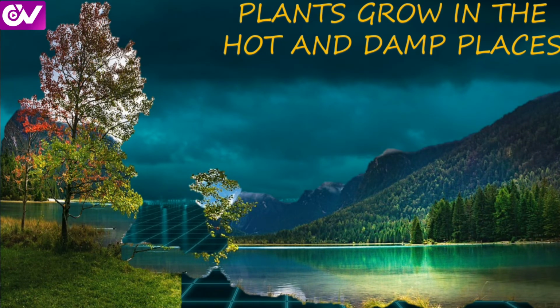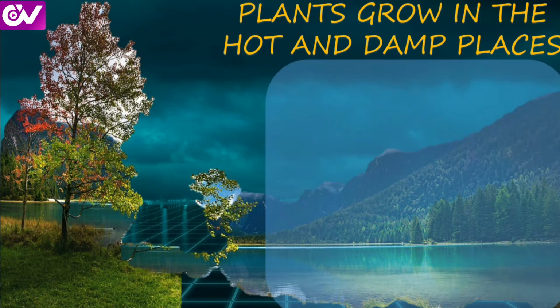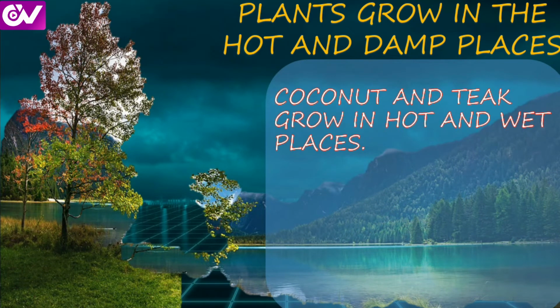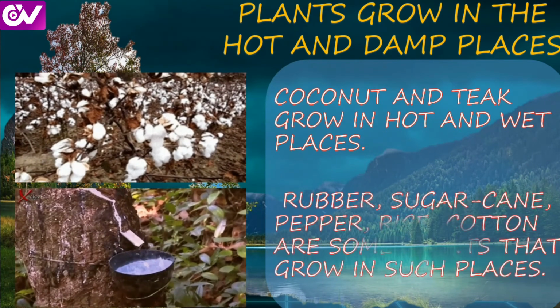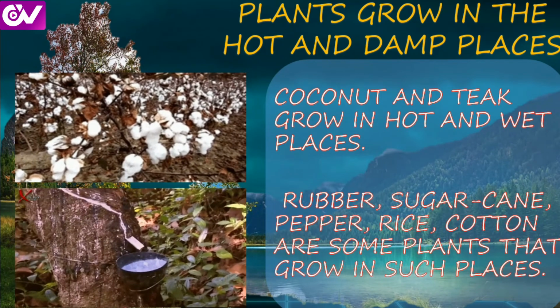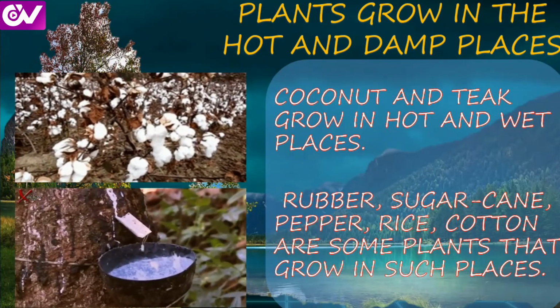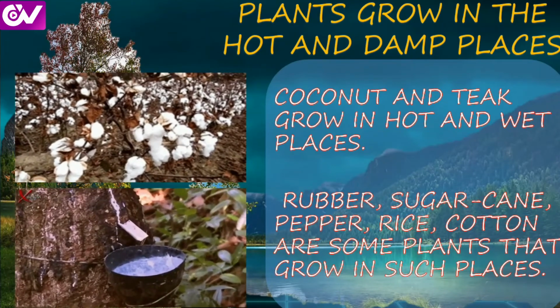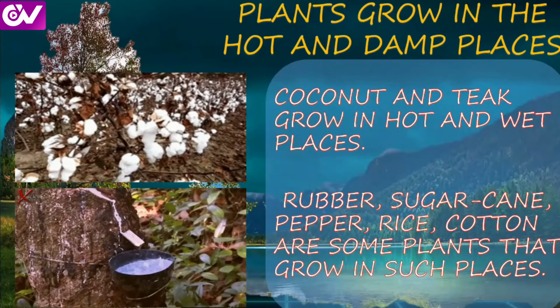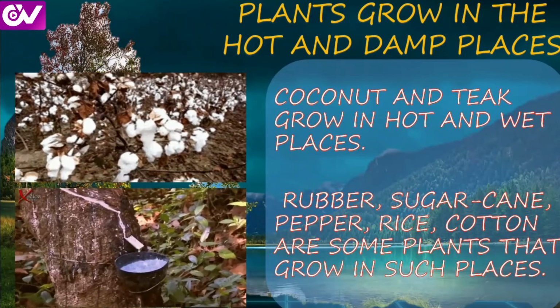Plants grow in hot and damp places. Hot and damp places refers to the climate that always produces heat and wetness together. Coconut and tea grow in hot and wet places because these plants can tolerate both hotness and wetness at the same time. Rubber, sugarcane, pepper, rice, cotton are some examples that grow in such places. So the first is a cotton plant, second is a rubber tree. These trees are able to tolerate both the hot and wet climate.